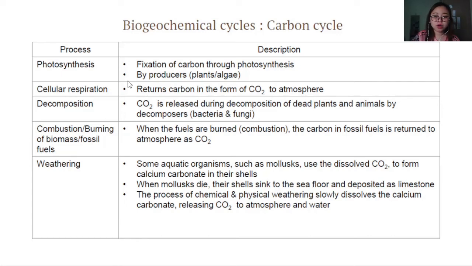So kamu perlu tahu macam mana mau describe photosynthesis, apa itu cellular respiration, apa itu decomposition, apa itu combustion, ataupun burning of biomass, ataupun burning of biofuels. Mana-mana lah. Yang penting kamu cakap pasal sesuatu itu dibakar. Dan kamu perlu tahu apa itu weathering. Weathering is not penghakisan, it is lulu hawa.